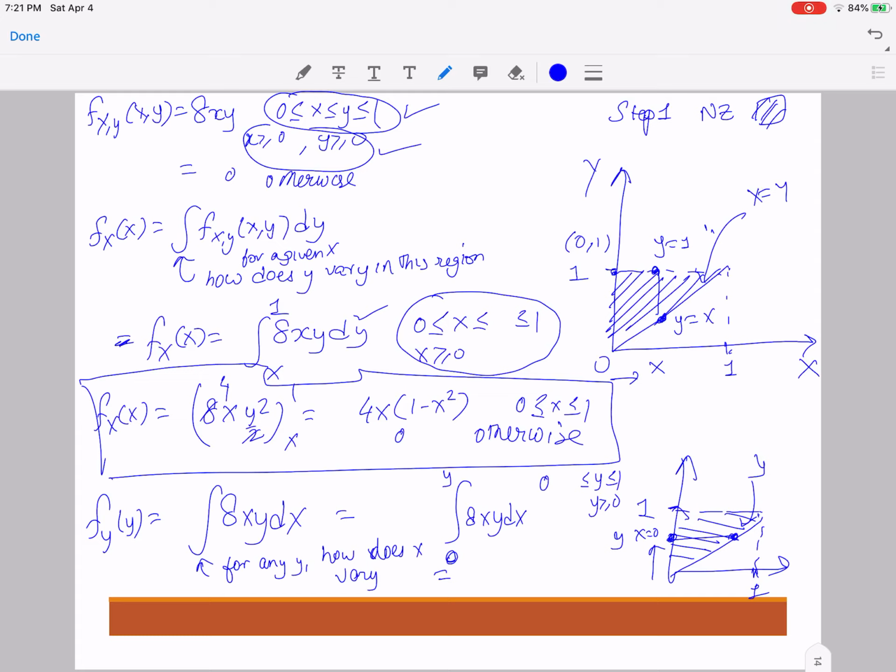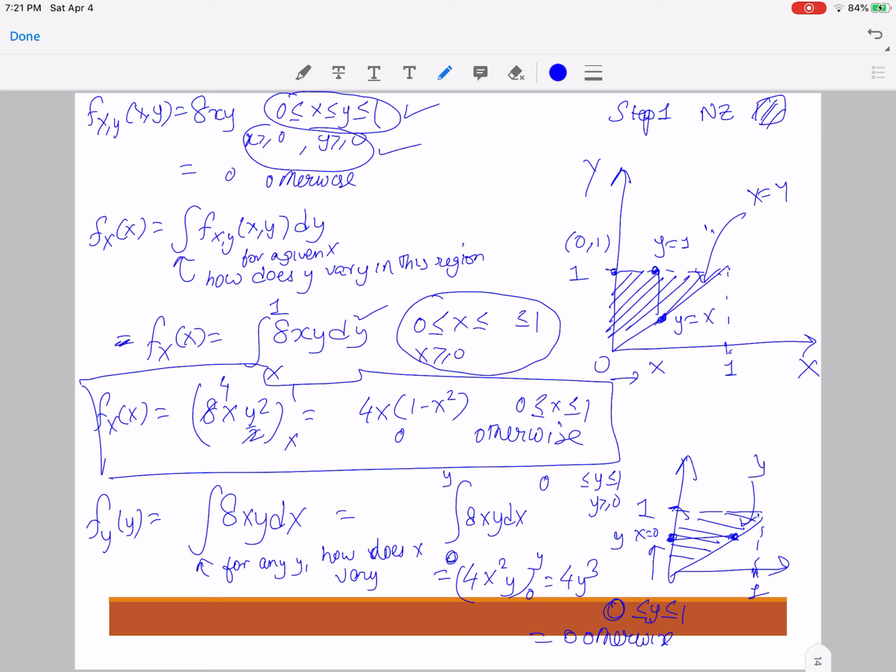So I get, when I integrate with respect to x, that is x squared over 2. The 2 in the denominator cancels partially the 8, giving 4 x squared times y, and the limits are from 0 to y. So I get 4y cubed for this region, 0 to 1, and it is 0 otherwise. So that's the marginal PDF of y.